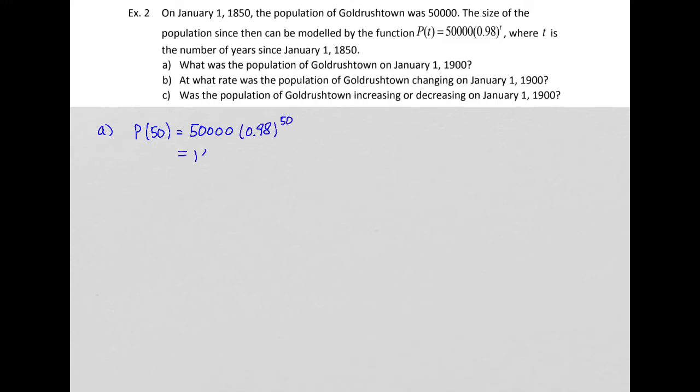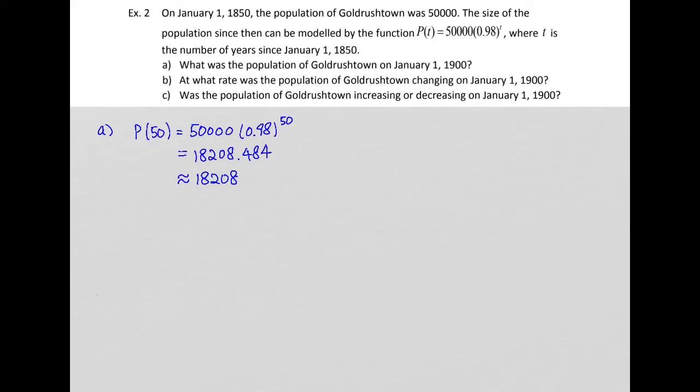And you're going to have 18,208.484. Since we're looking for the population, meaning number of people, we cannot have decimals, so we're going to round off to be 18,208 people.